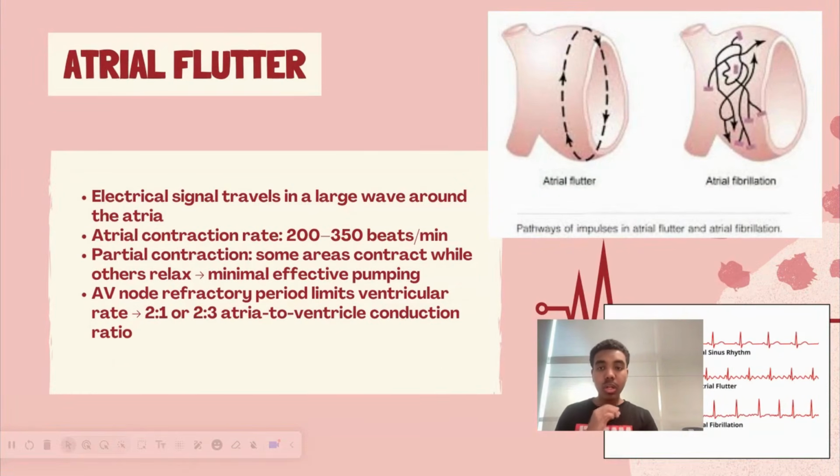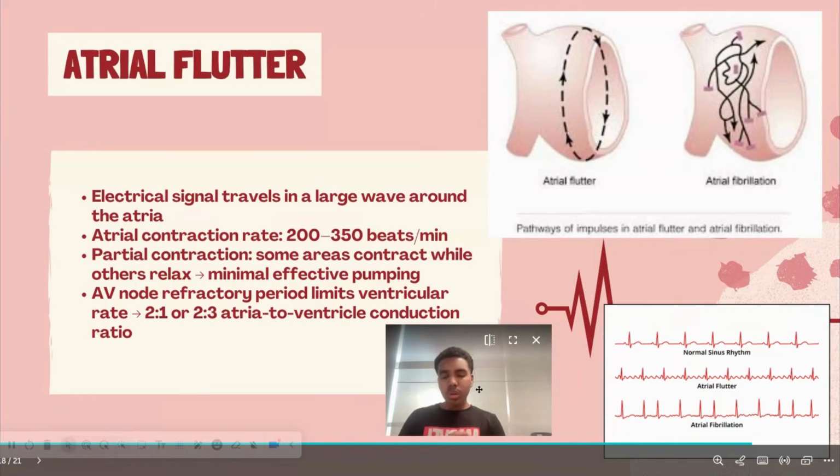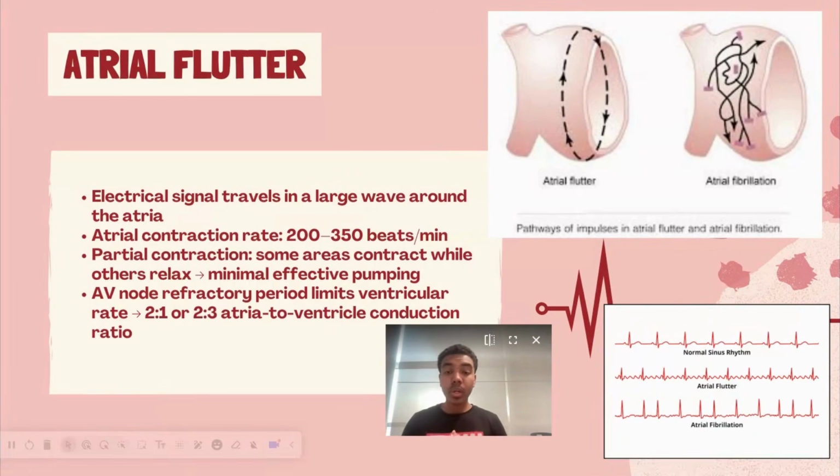Atrial flutter. Electrical signal travels in a large wave around the atria. Atrial contraction rate is 200 to 350 beats per minute. It's really, really fast. Partial contraction, some areas contract while others relax. Minimal effective pumping. The heart is not going to be pumping effectively, because the contraction isn't uniform. Some parts of the atria contract while others relax.